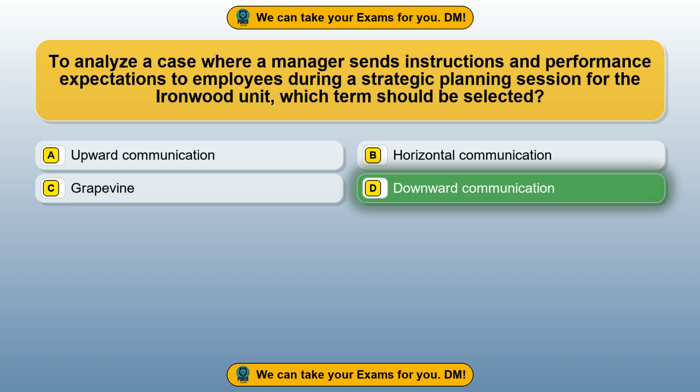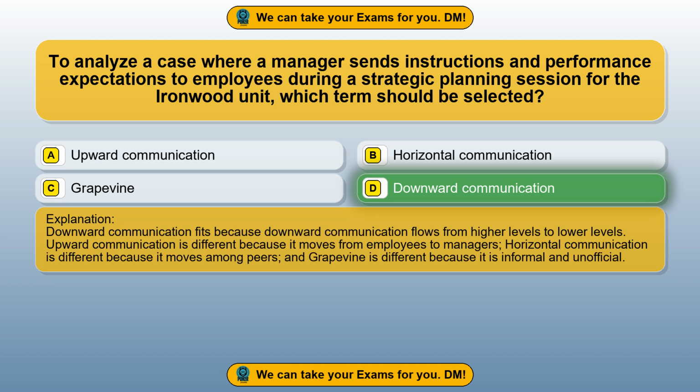Downward communication. Downward communication fits because downward communication flows from higher levels to lower levels. Upward communication is different because it moves from employees to managers. Horizontal communication is different because it moves among peers, and grapevine is different because it is informal and unofficial.